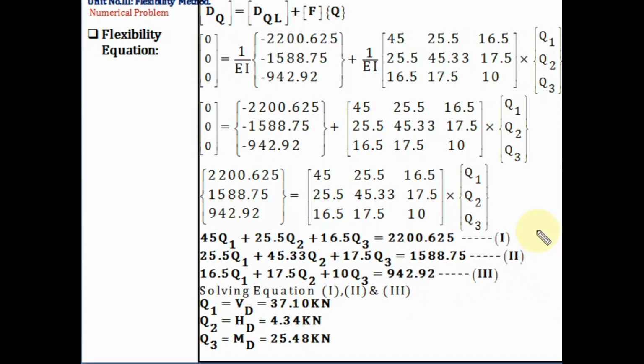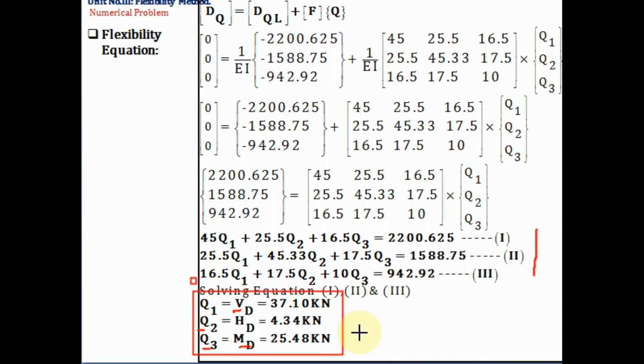Now we get these three simultaneous equations. Solving equations 1, 2 and 3, we get the three unknowns, that is the vertical reaction at D, which is Q1, the horizontal reaction at D, that is Q2, and the moment at D, that is Q3. And these are the values. Now these were the redundants we considered in the first case. Redundant means these were the unknowns that we have considered.